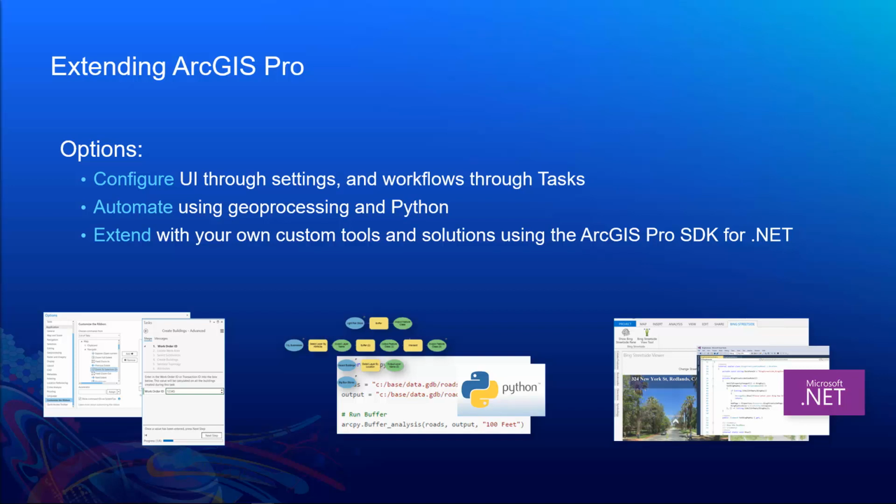The second way is to automate using geoprocessing and Python. And you can build all sorts of different Python scripts, as well as build different geoprocessing tools, which are very powerful and allow you to automate your work. And the third way is to extend Pro with your own custom tools and solutions. For this, you'll be using the ArcGIS Pro SDK for .NET. So we use the term extend here because you're actually extending Pro beyond its out-of-the-box existing functionality. You're creating from scratch brand new tools using the SDK.